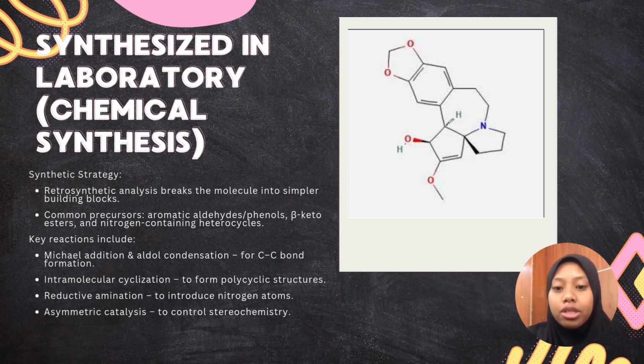Next, the key reactions include Michael addition and aldol condensation for C-C bond formation, intramolecular cyclization to form polycyclic structures, reductive amination to introduce nitrogen atoms, and asymmetric catalysis to control the stereochemistry.